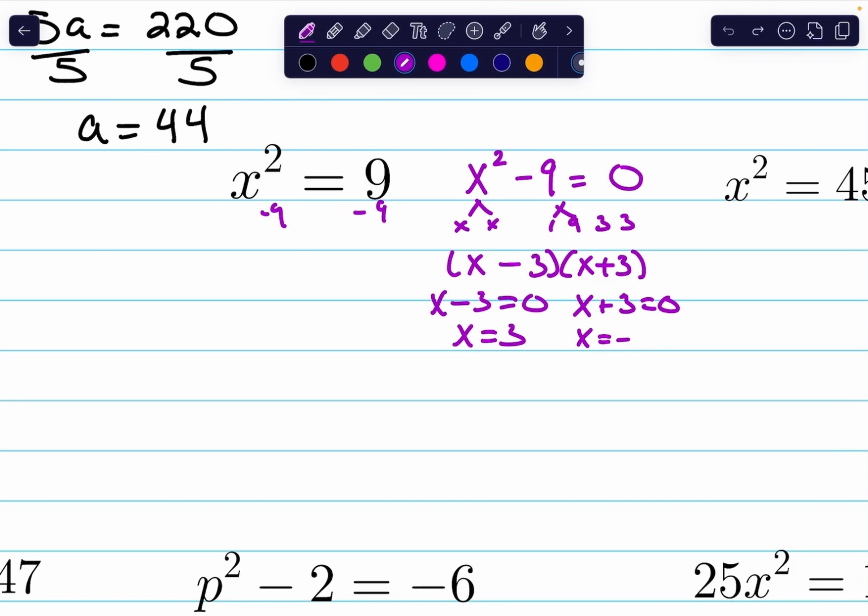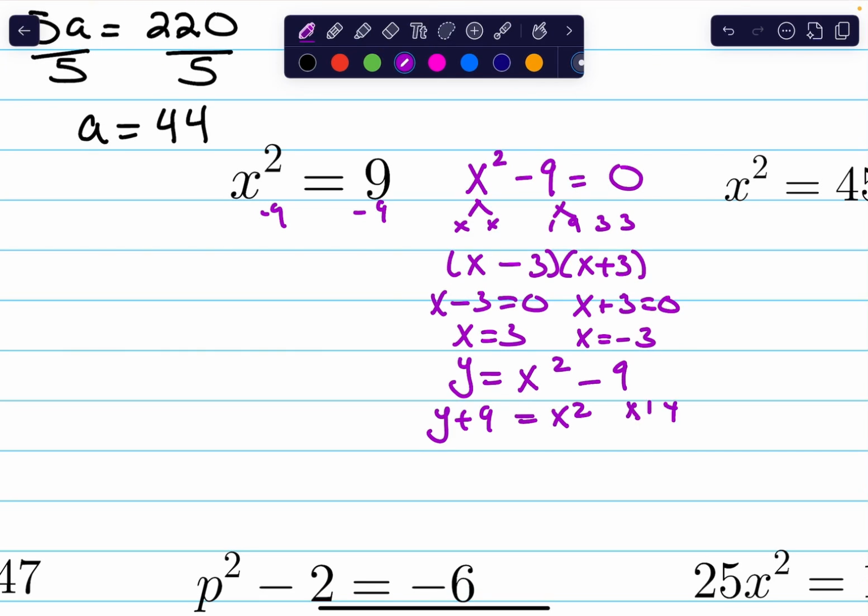What would that look like graphically? Graphically, we would say, okay, y is equal to x squared minus 9. I would add 9 to both sides, so y plus 9 is equal to x squared. I would make my table. I'm going to just pick a few points, so our x and our y. My table will be negative 1, 0, 1, and I have 1, 0, 1. And I'm going to subtract 9 from all the y values.